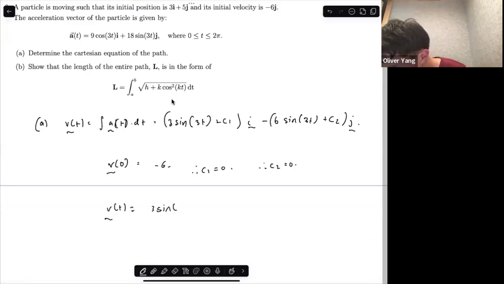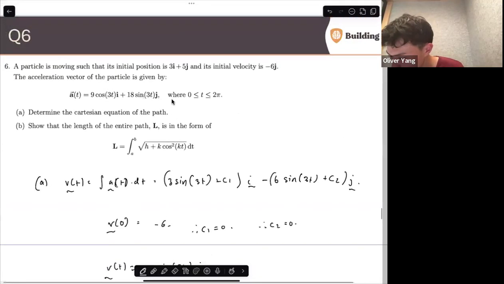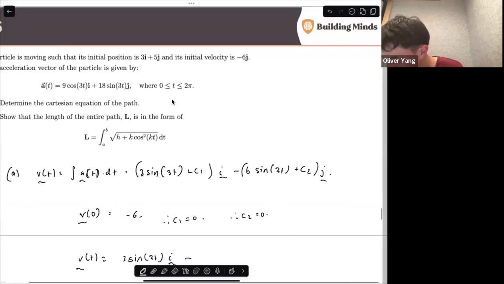So therefore our velocity function is just this: 3 sine 3t i minus. Ooh, why am I writing sines? This should be cos. I don't know why I've been writing sines. That's my bad.